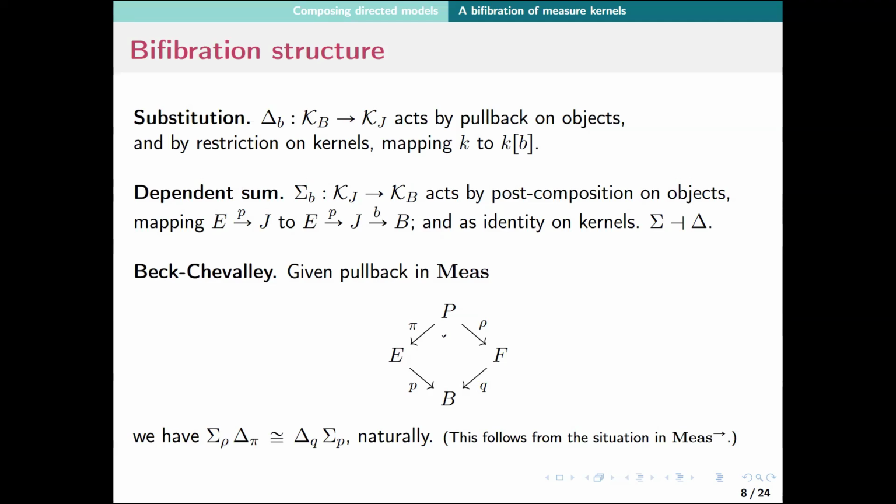So if you've got some P over J and some B from J to big B, then you just post-compose like this. It's an object. It's really easy, and on the kernels, it just acts by identity. That's nice. And you get an adjunction, which is quite easy to show. In MES, you have that adjunction, so you just push forward by this deterministic embedding. And then these satisfy this condition called Beck-Chevalley, which means that if you have a pullback in your base category, here measurable spaces and functions, then you can go around your pullback square using substitution and dependent sum either way, and it doesn't matter which way around you go. We're going to need this for associativity of the composition that I'm going to define.